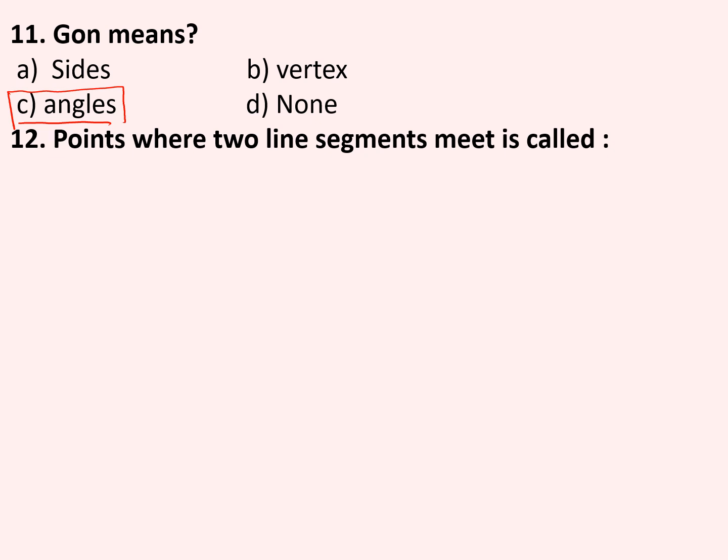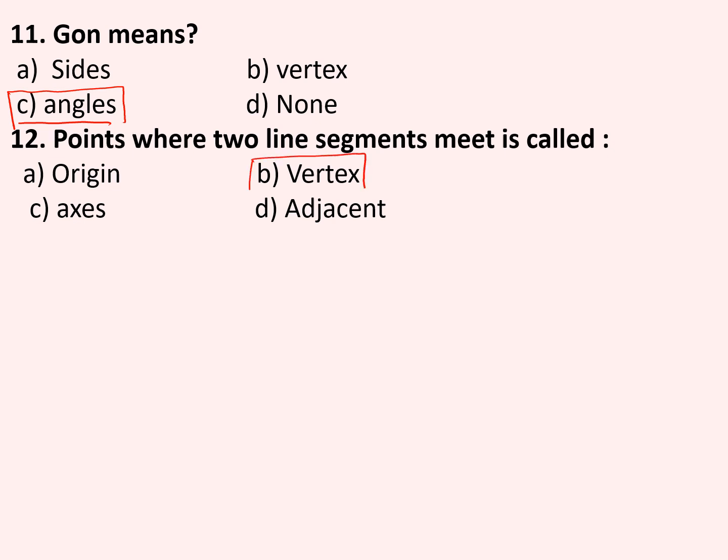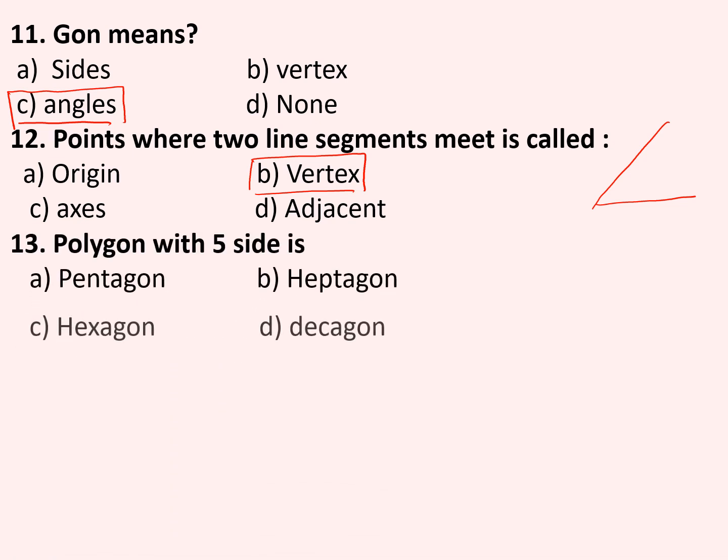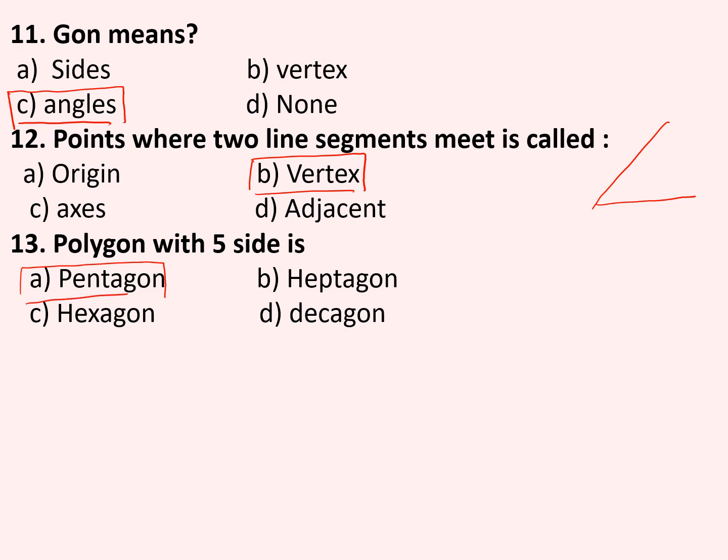Points where two line segments meet is called? So the point where two line segments meet is called the vertex. So vertex is a point where two line segments meet. Like you will see here, that is the vertex here. Now moving to the next MCQ. That's very simple. Polygon with 5 sides. So any polygon which has 5 sides is called a pentagon. Penta means 5. So it will become pentagon.